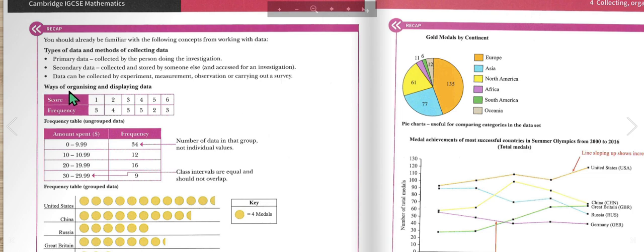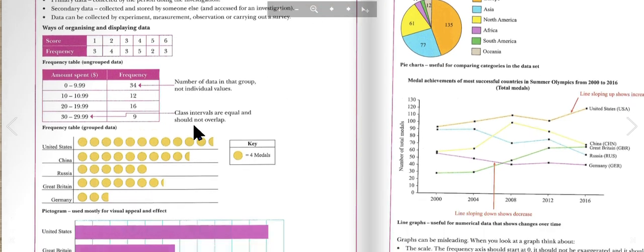Ways of organizing and displaying data. A frequency table used for ungrouped data, a frequency table used for grouped data, and here the number of data in that group, not individual values. Class intervals are equal and should not overlap.